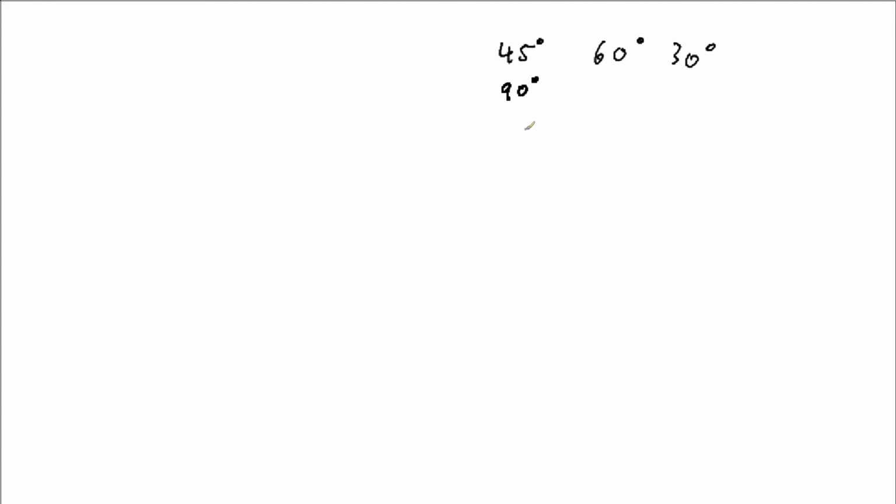90 degrees is 2 times 45. 3 lots of 45 is 135 degrees. 60 degrees, we can multiply that by 4, and 4 lots of 60 degrees will give us 240 degrees. Or 30 degrees times 5 is 150 degrees. We can have any integer multiple of these, and we can work out the sine, cos, and tan of them.